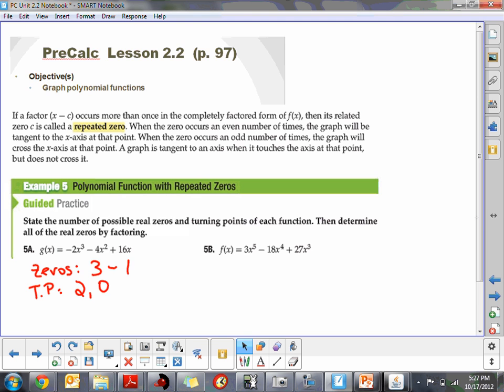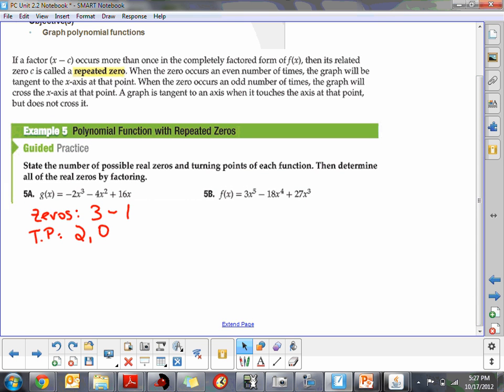The next thing, and this is the area of focus on these problems, is to find the real zeros by factoring.